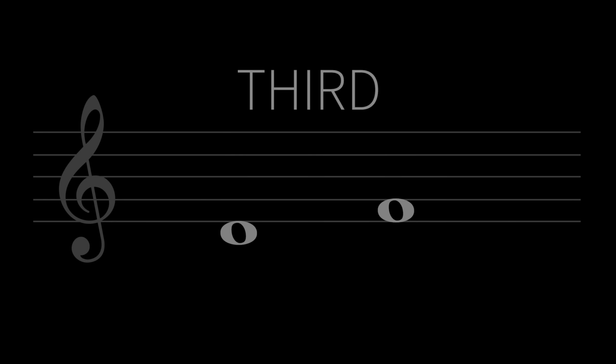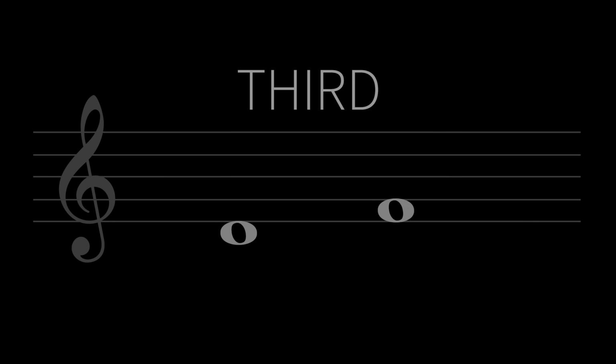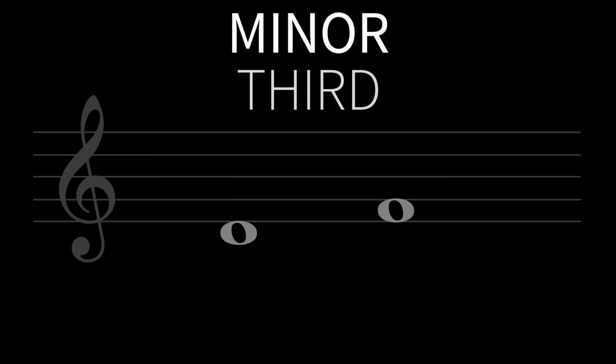Let's try one together. How about D to F? It's a third, so belongs to this class of interval. And the key of D has these notes, meaning it contains F sharps. So F natural doesn't belong. It's a semitone lower than what's in the key. So we say D to F is a minor third.